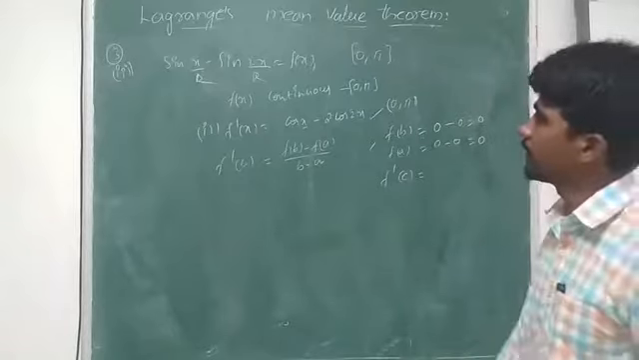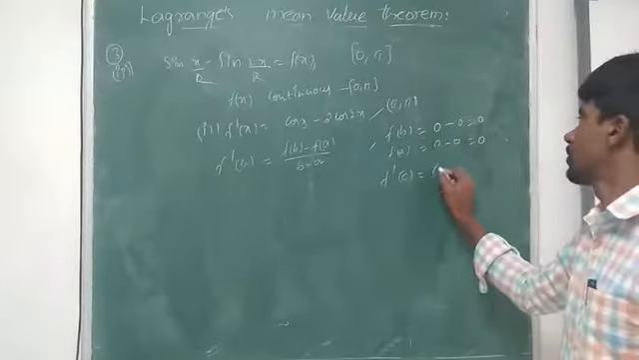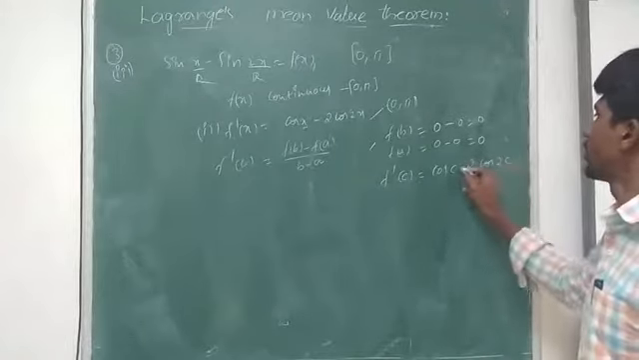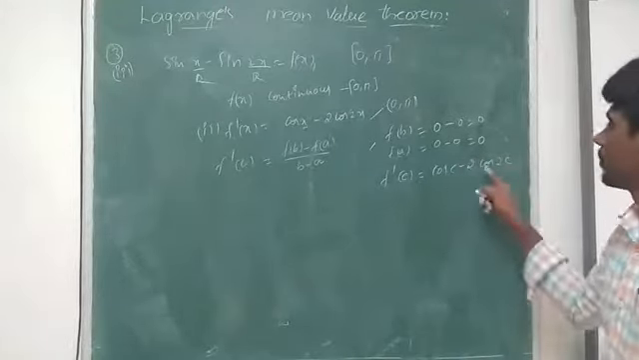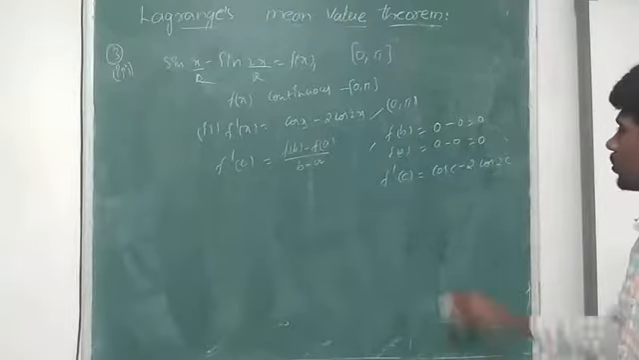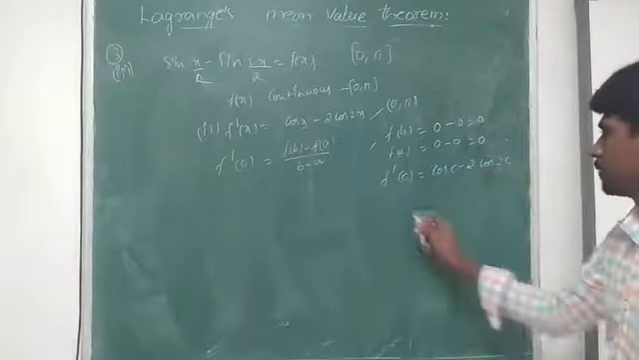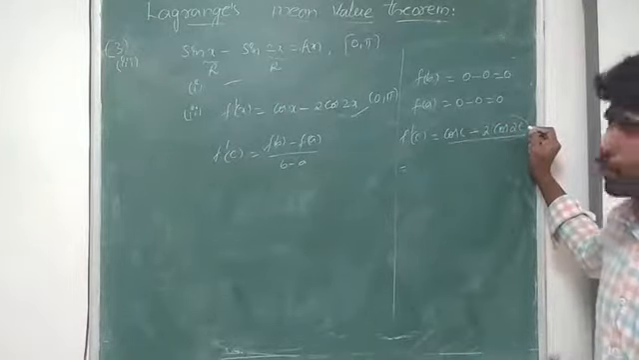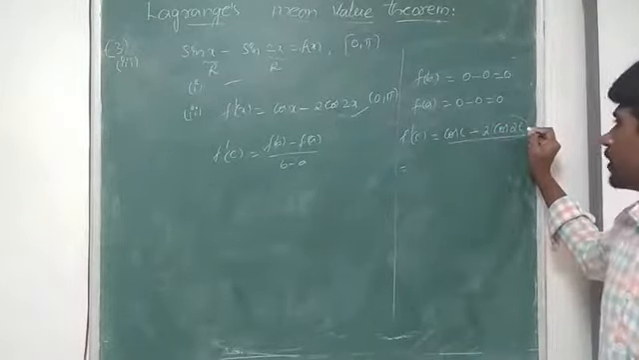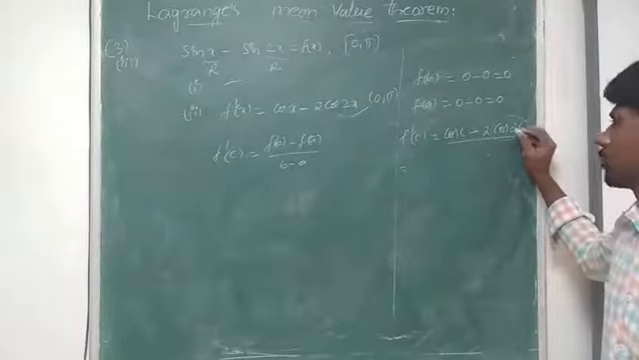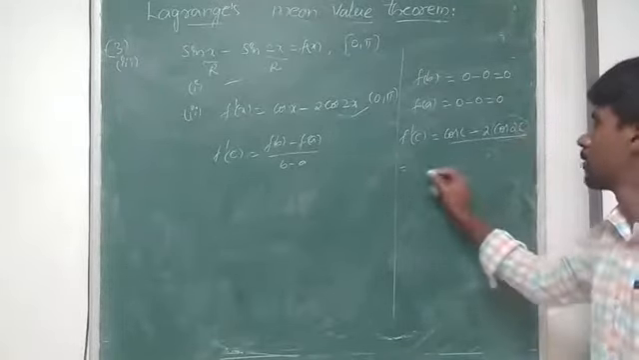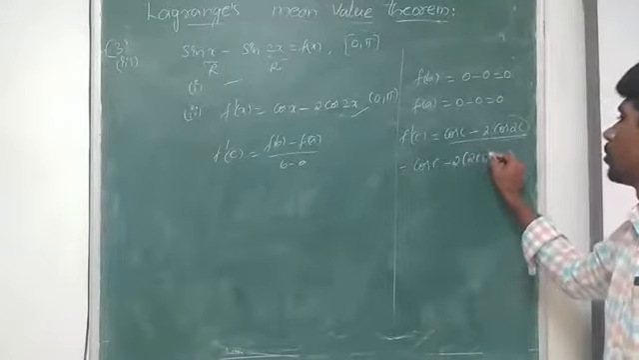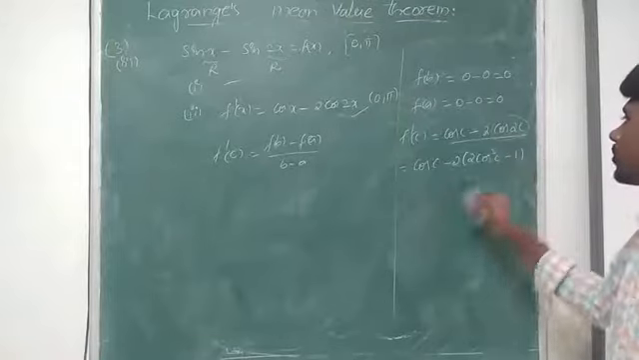So what is f dash of C? Cos C minus 2 cos 2C. So we have to simplify this particular thing. How do we simplify? I have a cos 2C formula in 4 types of formulas. Among those 4, I have to choose the better one, nothing but 2 cos square C minus 1. So I write it as cos C minus 2 into 2 cos square C minus 1.